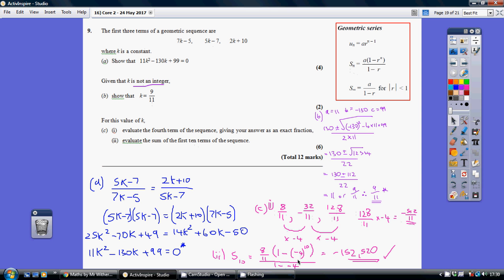So popping that all into your calculator, being ever so careful to protect that minus, so make sure you put that minus 4 to the power of 10 inside a bracket, we see that the sum of the first 10 terms is minus 152,520.